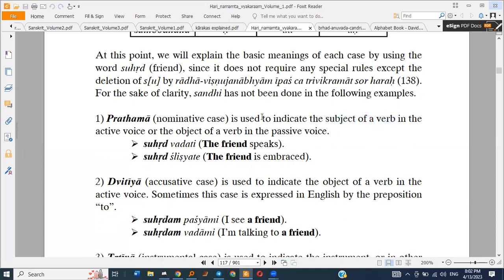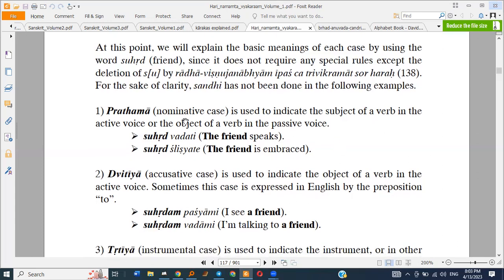For example, Suhrid Vadati. Let's say Krishna Vadati. Krishna speaks. Here Vadati is the verb, and who is the subject here? Suhrid or Krishna. So Krishna speaks, or Krishna is speaking. There are multiple usages of each case, but a few basic ones are mentioned here. Or the object of a verb in the passive voice.